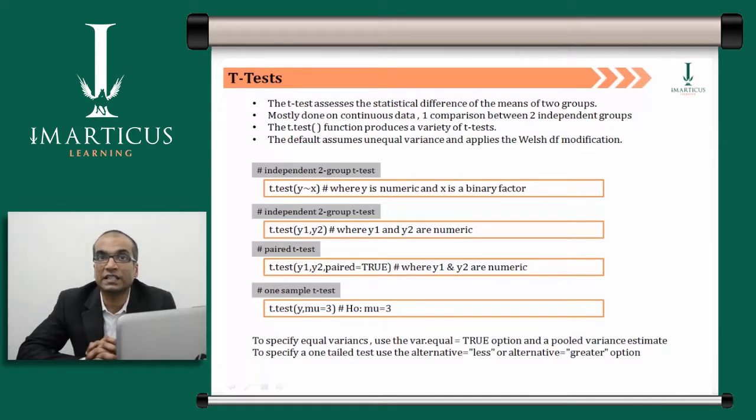Then you have one sample t-test wherein t.test, wherein you're saying mu, that is the value of mean, is equal to 3. So h0 is that the mean, that is mu, which is shown on the screen, is equal to 3, right? So you can utilize all of these to do t-test, and incidentally your linear regression models have inbuilt t-test over there. So when we do linear regressions, we'll be covering more of this.